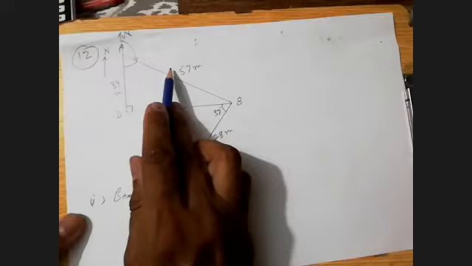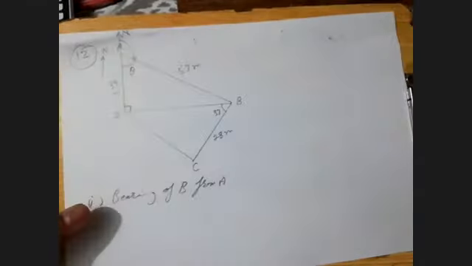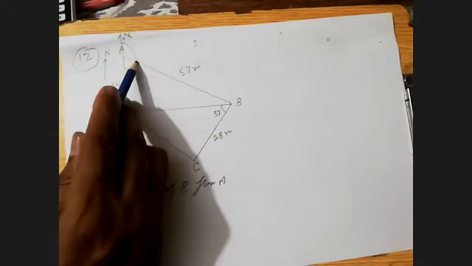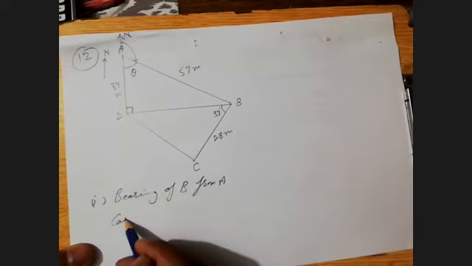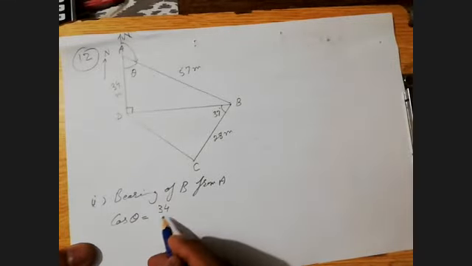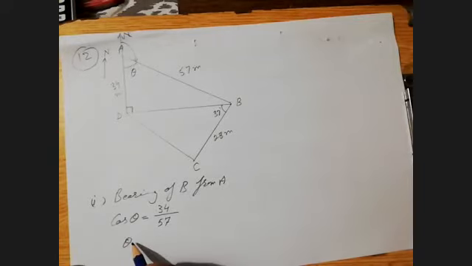Perpendicular over hypotenuse is equal to sine theta. So I am naming the angle as theta. I can find base over hypotenuse, because I am considering this angle. So I will have to apply base over hypotenuse, cos theta. So cos theta is equal to base over hypotenuse, 34 over 57. So theta is equal to cos inverse of 34 over 57.